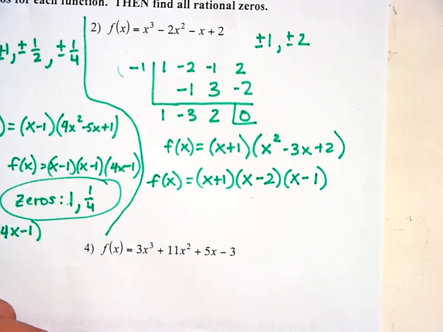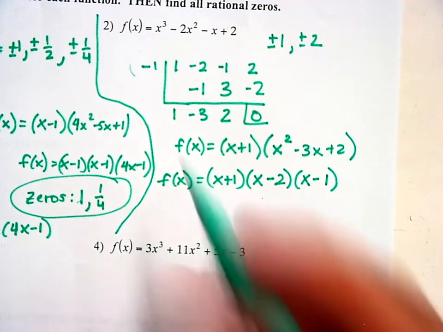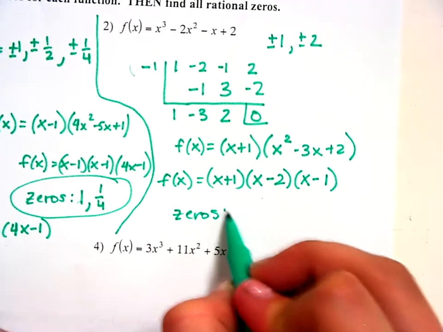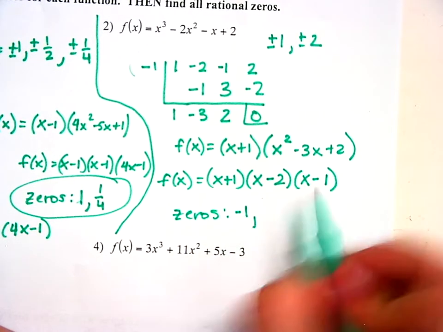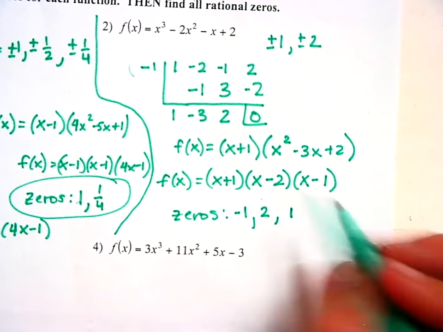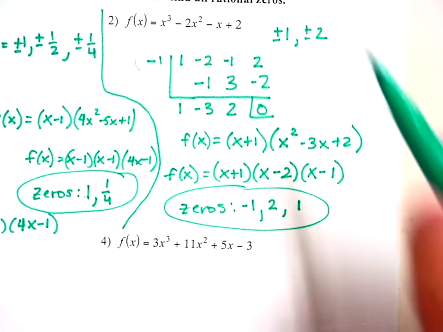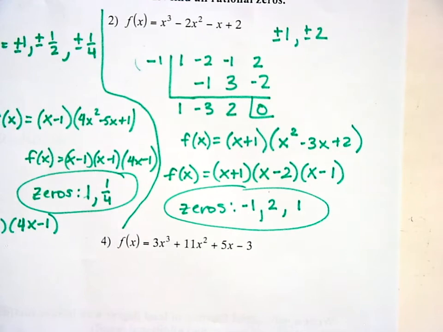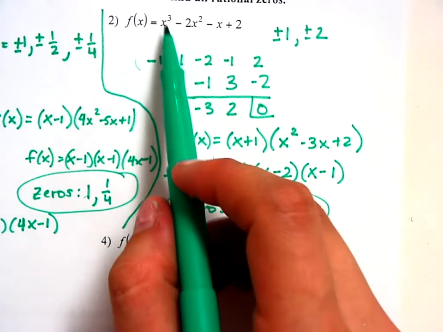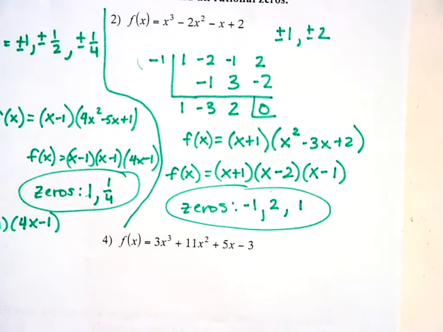Now you're done. So you're going to take a look at your factors and write what your zeros are. So your zeros are -1, +2, and +1. And you're done there. If you take a look up at your possible rational roots, you'll notice that all of these numbers were from the possible. Okay, and just double check, this is an x to the third, this is a cubic, and we have 3 zeros, so that's good, we're done on that one.